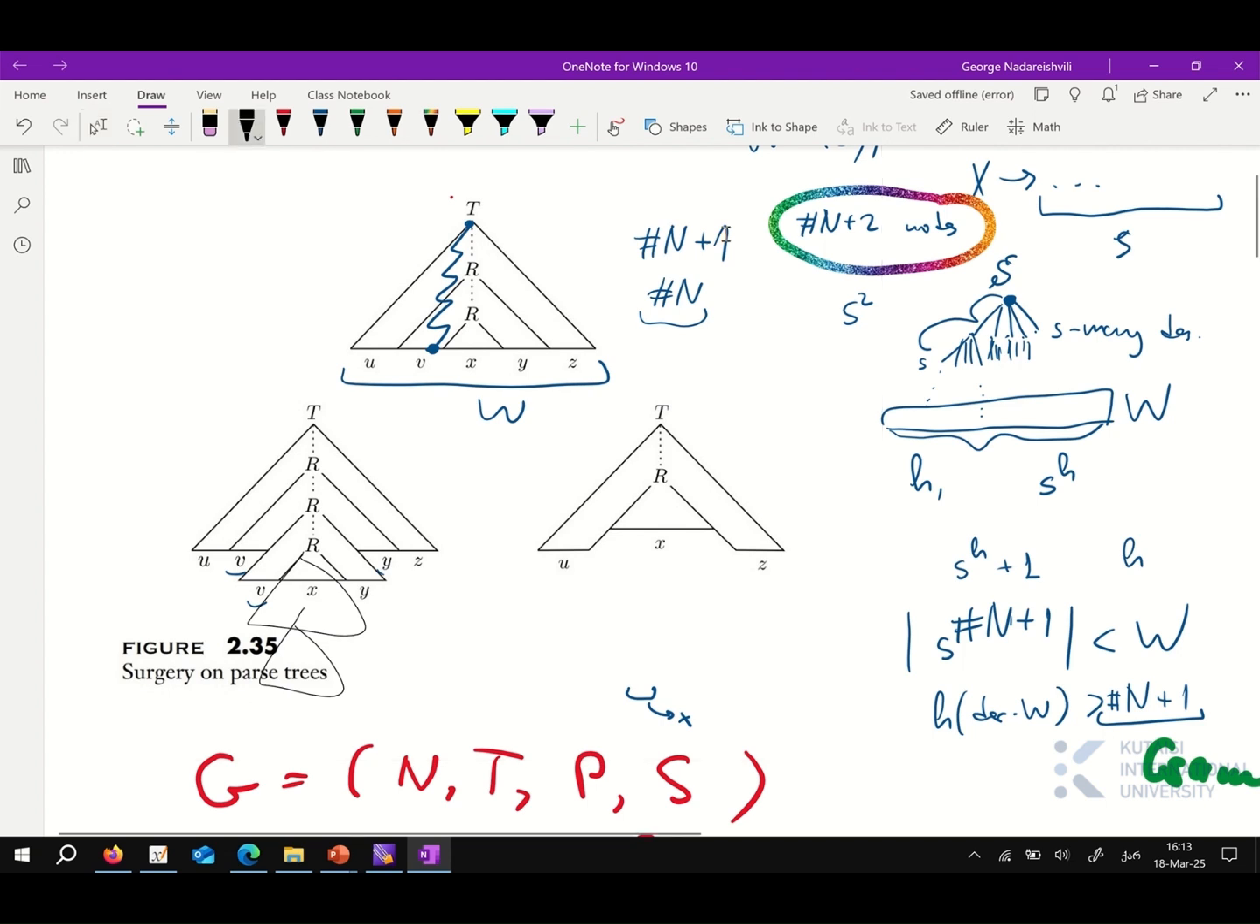And then we discussed how these words are created. So x is whatever the lower r derives, vxy is whatever the upper r derives, and then the whole word is uvxyz.